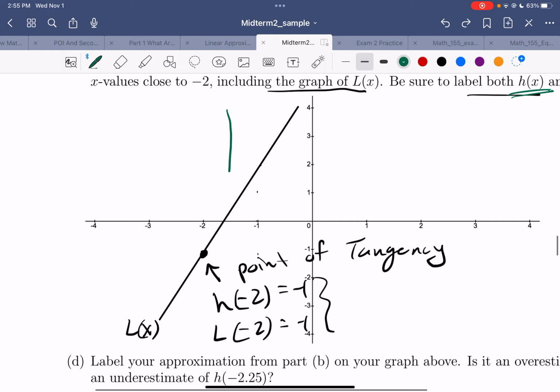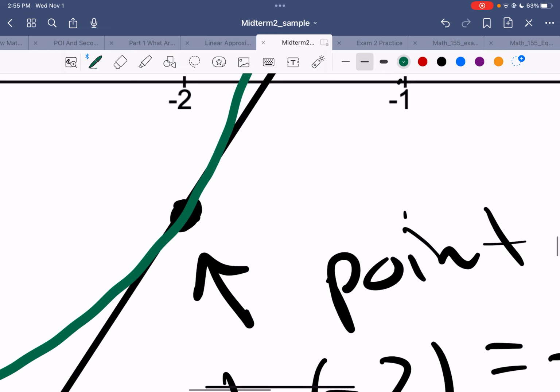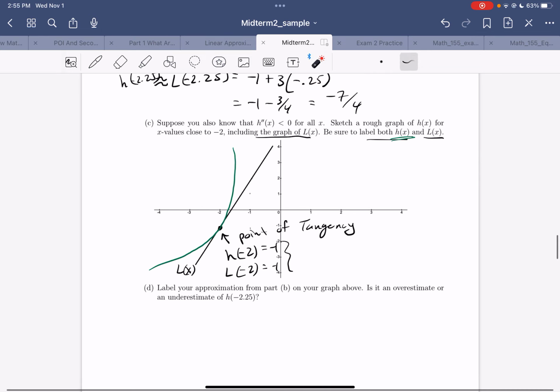Let me try it again. I'm going to come in, and I want these two things to look the same, and then they don't have to look the same. But now, aha, they look the same here, right? That's the whole point of a tangent line. Let's see, did I do this right? No, because I need the second derivative negative. That means I need h to be concave down. It needs to look like this, okay?